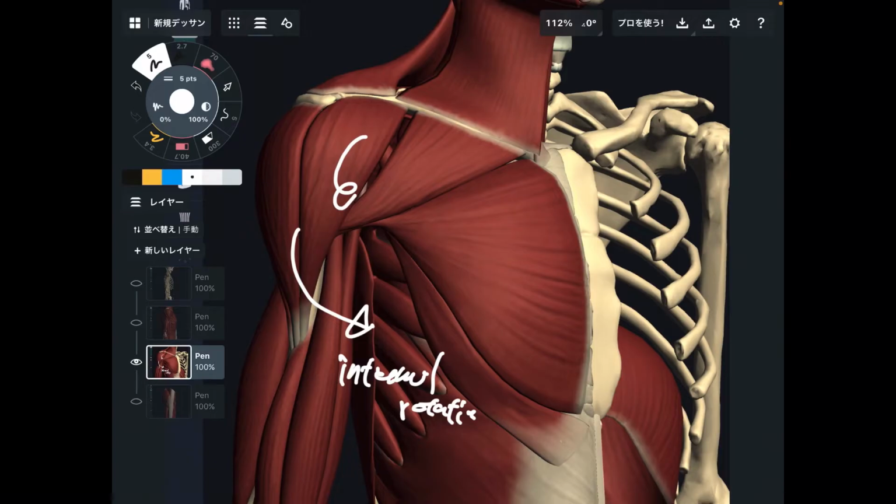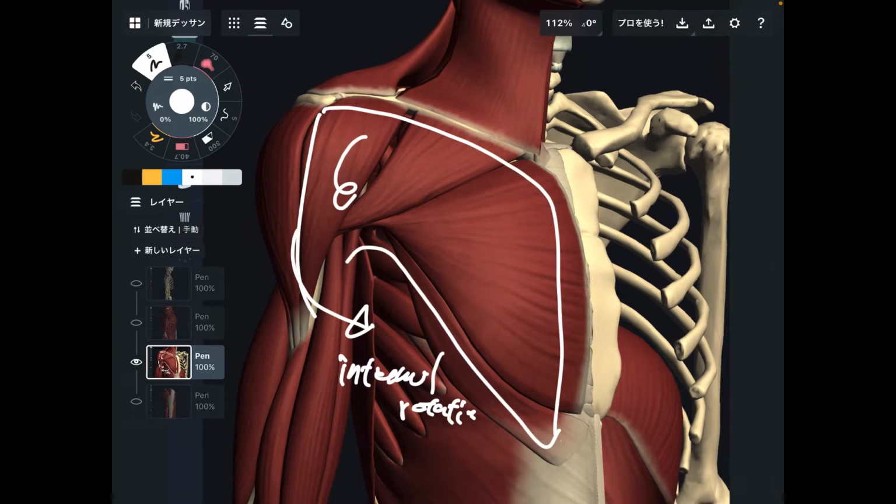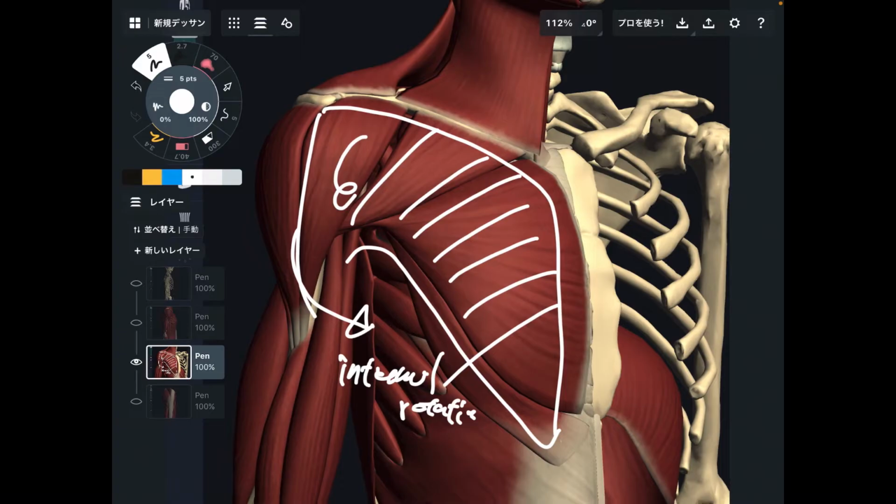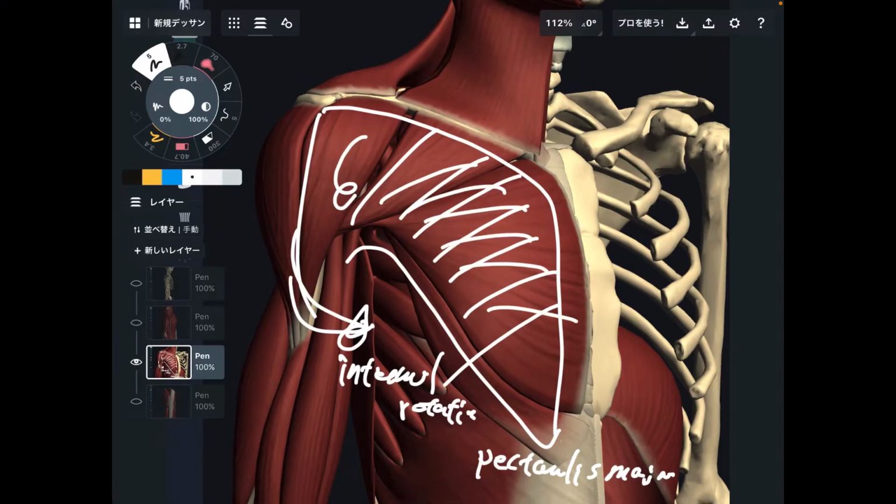What kind of muscles create this position? It's basically anterior shoulder muscles and chest muscles. The first one is this one. This is pectoralis major. This muscle does internal rotation. Indeed, tightness of this muscle can cause round shoulder.